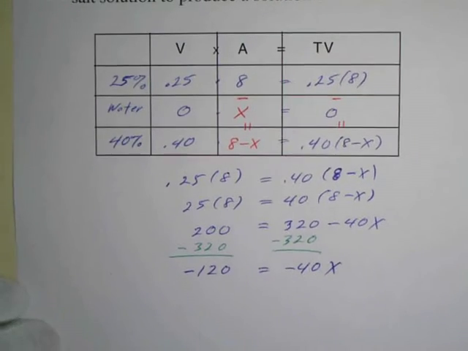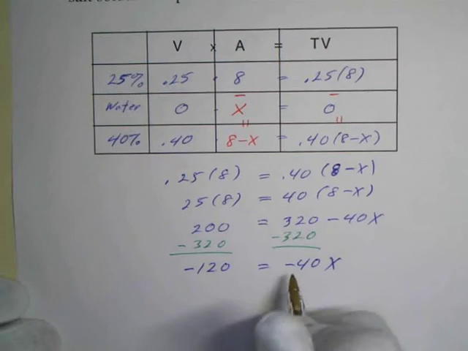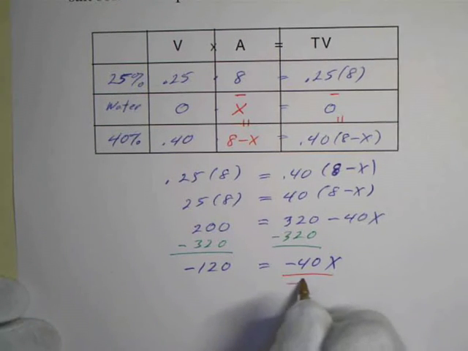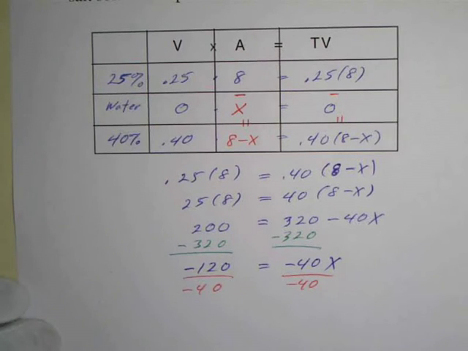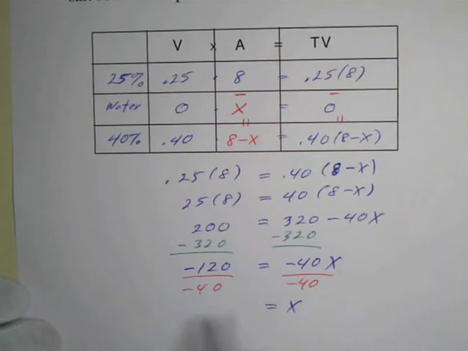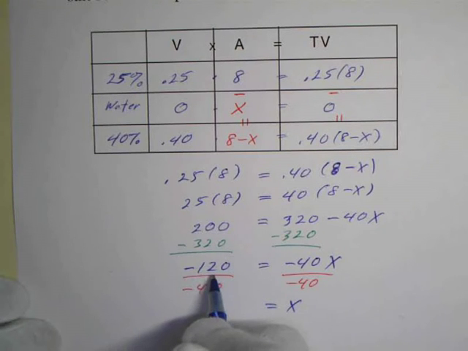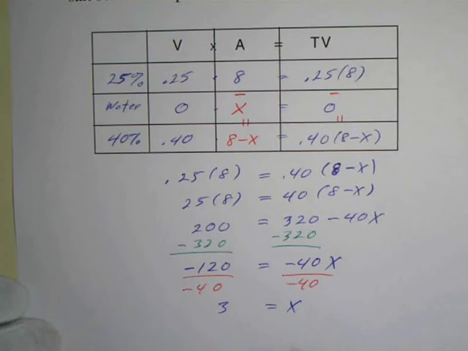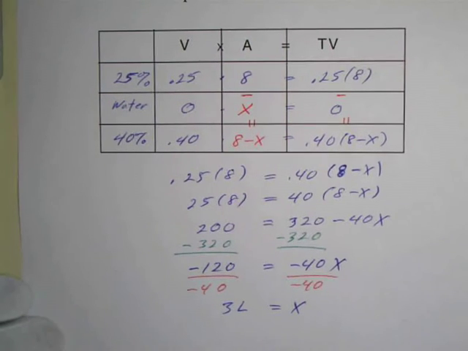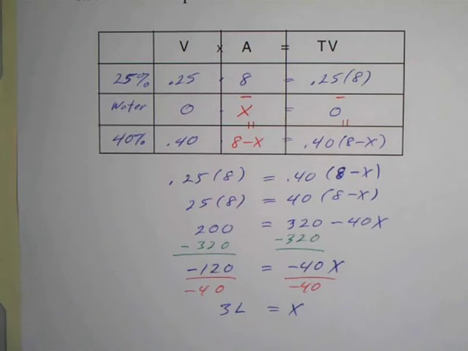We always have to end up with a positive amount, so these double negatives help. So divide both sides by negative 40. And x equals 40 goes into 120 three times. So it's going to be 3 liters. So I'll have to evaporate 3 liters.